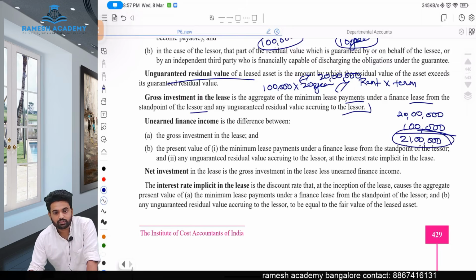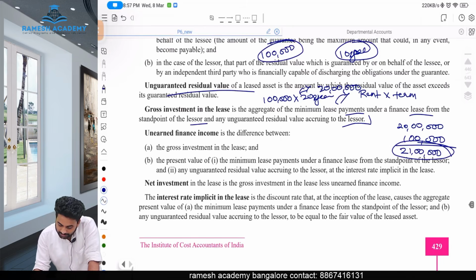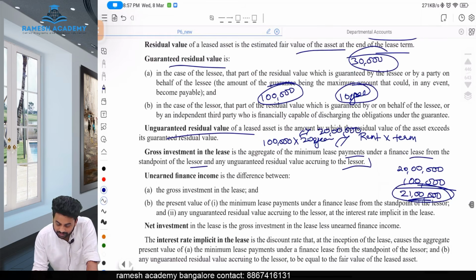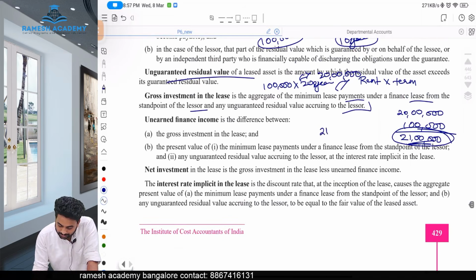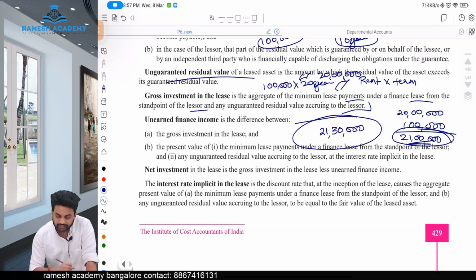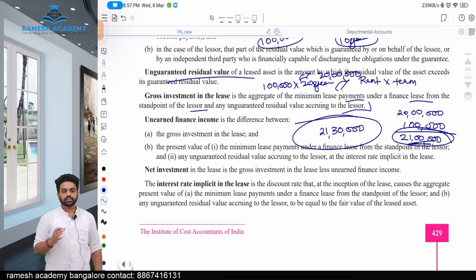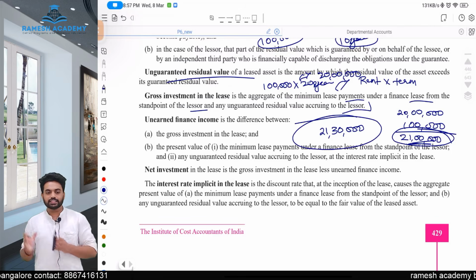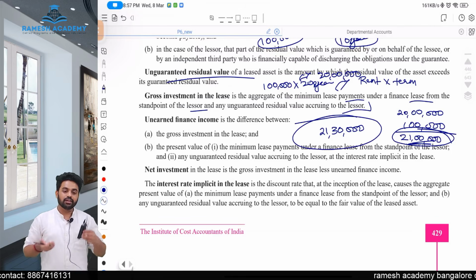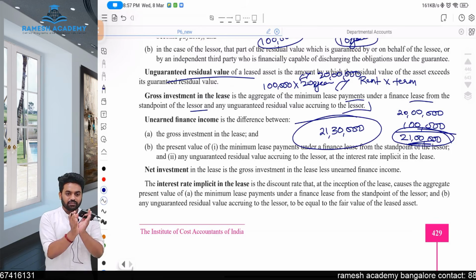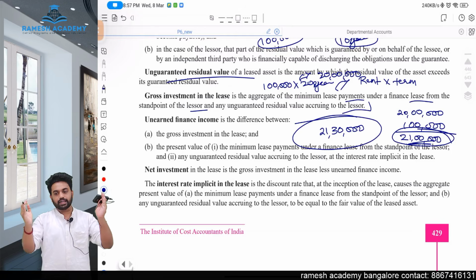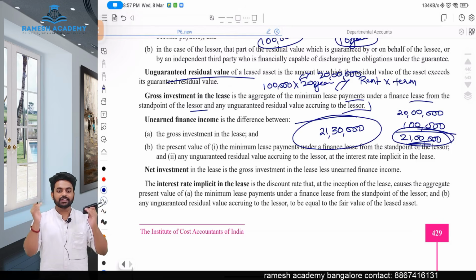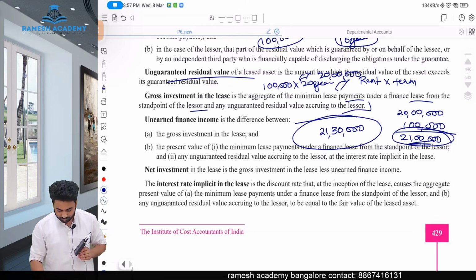For this, if you add the unguaranteed residual value, that is 21 lakh plus unguaranteed residual value, which was how much? 30,000. So your 21 lakh 30,000 is your gross investment in the lease. I repeat, gross investment in the lease is nothing but minimum lease payment plus unguaranteed residual value. Minimum lease payment is the fixed rent which you are going to give for the total lease period, plus any guaranteed residual value which you have agreed to.